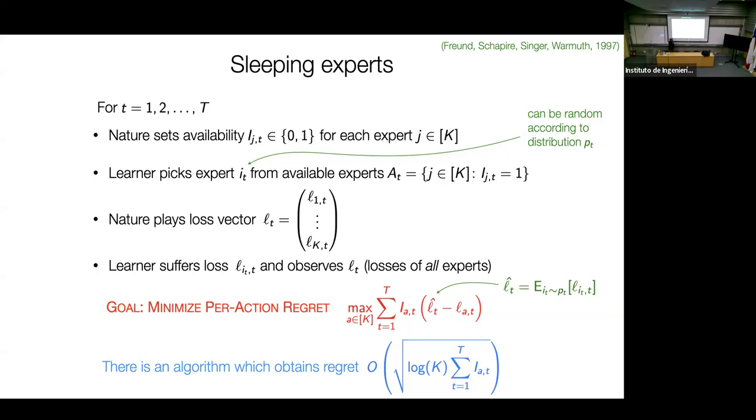Oh, and I want to be clear about one thing. This distribution PT, in round T, should be supported on the available experts, because you're not allowed to play somebody who's not awake, since their loss is undefined. So you still have in mind that you're only allowed to pick an available expert. Picking an available expert with randomization means PT is supported on the set of awake, or available, experts.